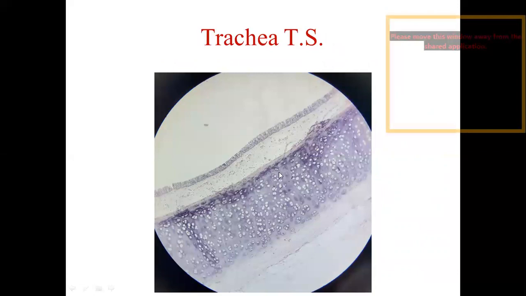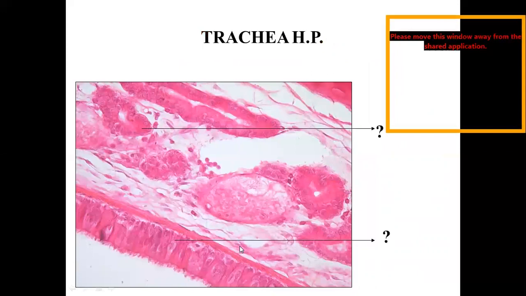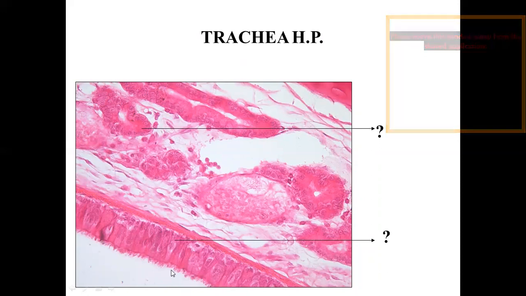High power view, same. This slide is slightly hematoxylin stained, so the appearance is quite blue. You can see the chondrocytes in groups, the cell nest appearance of hyaline cartilage. So identify the structures. Here it is the epithelial lining, pseudostratified ciliated columnar epithelium. See, these are the cilia. These are the epithelial cells.